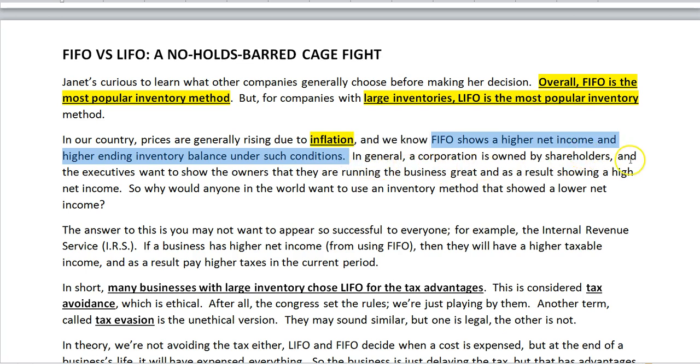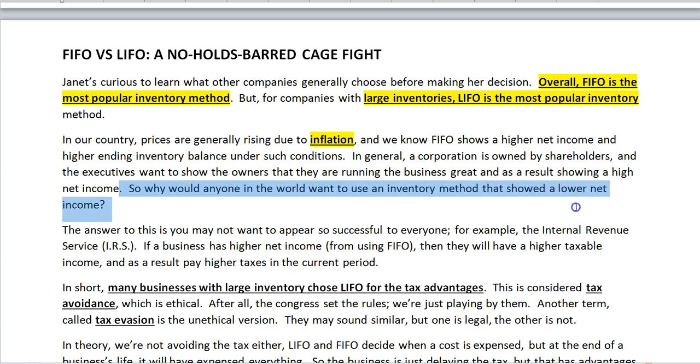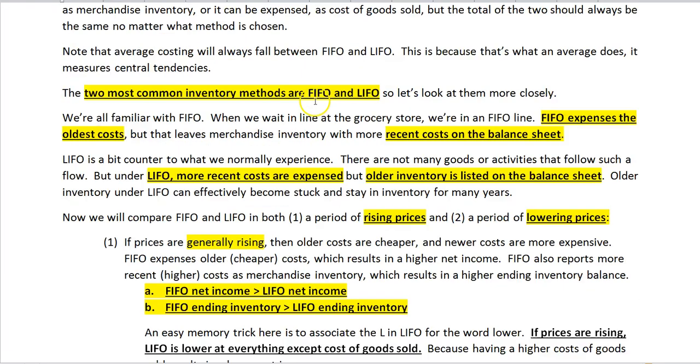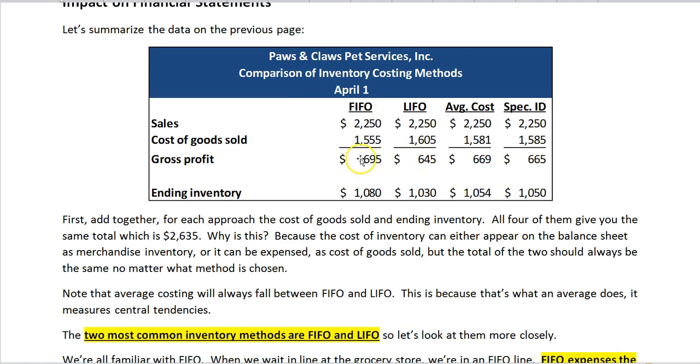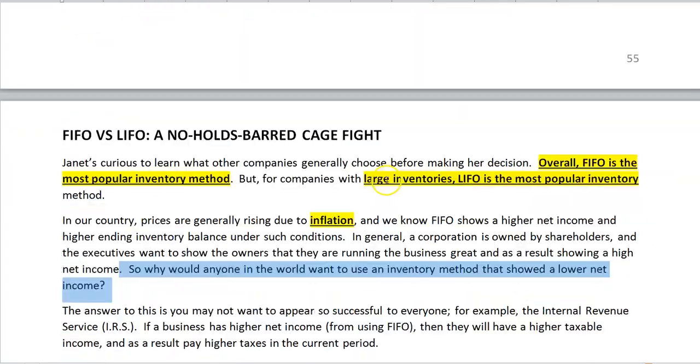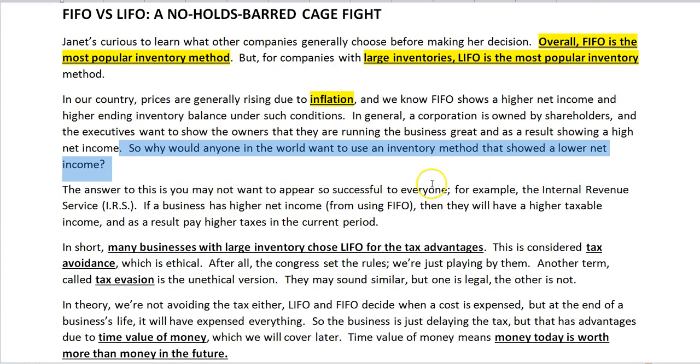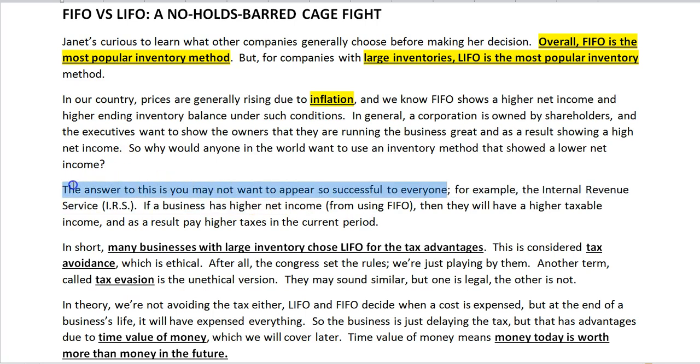So in general, a corporation is owned by shareholders and their executives want to show the owners that they are running the business great and as a result show a high net income. So why in the world would anybody want to use an inventory method that showed a lower net income, right? If we pick LIFO, we're going to show a lower net income to our shareholders than if we pick FIFO. Why would we want to pick a method that showed a lower net income? Well, the answer is you may not want to appear so successful to everybody.